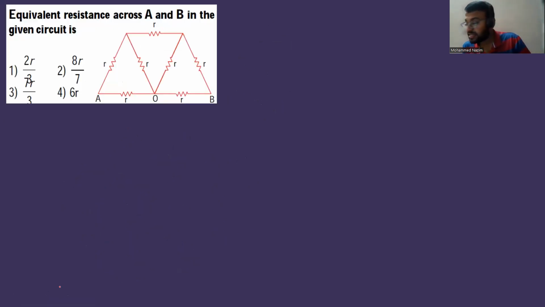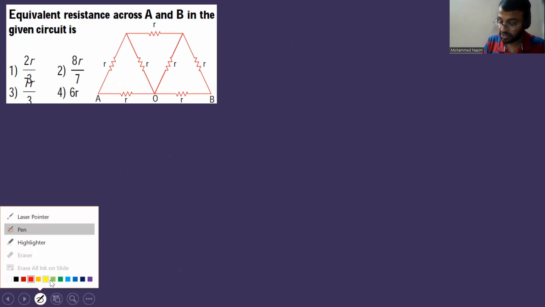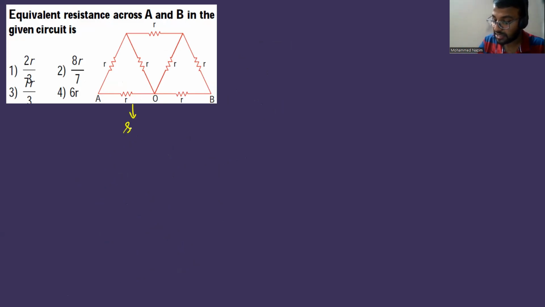Next, the equivalent resistance across A and B in the given circuit is. See, this circuit is a symmetric circuit. What circuit is this, people? This is a symmetric circuit.